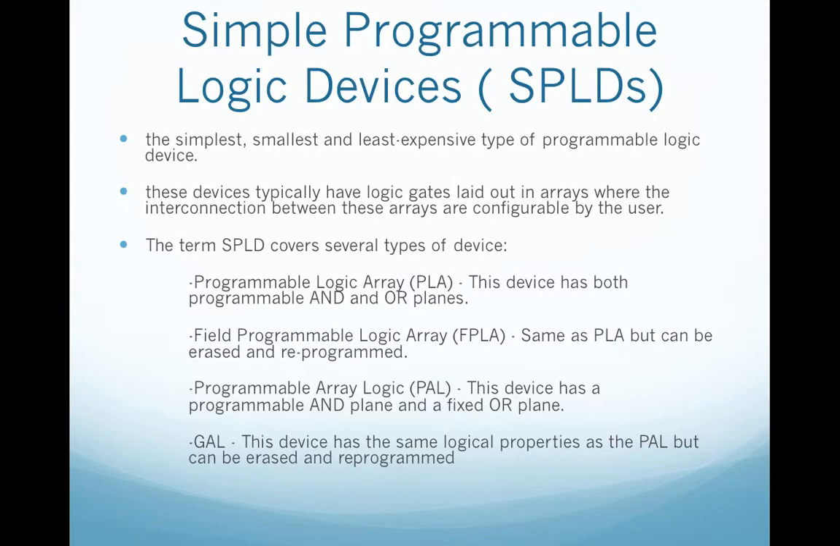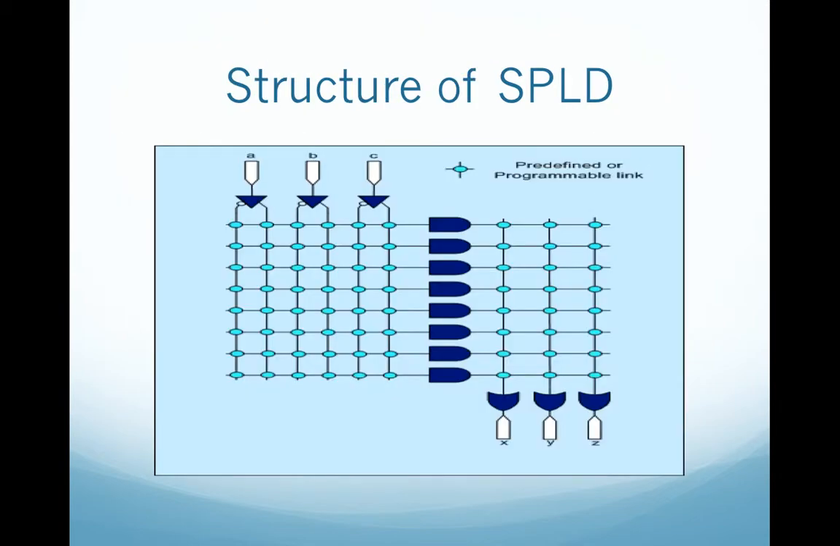First, programmable logic array, or PLA. This device has both programmable AND and OR planes. Second is field programmable logic array, or FPLA. Same as PLA but it can be erased and reprogrammed. The next one is programmable array logic, or PAL. This device has a programmable AND plane and a fixed OR plane. What do we mean by fixed? It cannot be changed. The last one is GAL, or generic array logic. This device has the same logical properties as the PAL but can be erased and reprogrammed. This is the structure of SPLD if you want to know.